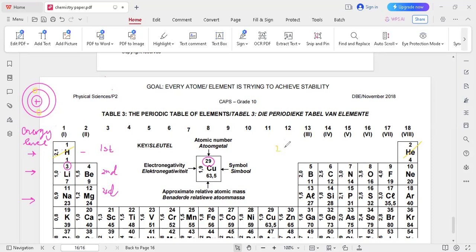That's why when hydrogen bonds, hydrogen is satisfied with 2 electrons, it is stable just like helium. Look at helium. Helium has a maximum of 2 electrons. This is stable. He's happy. But hydrogen has 1 electron. So it always tries to achieve what? Stability. Every element is trying to achieve stability, right?